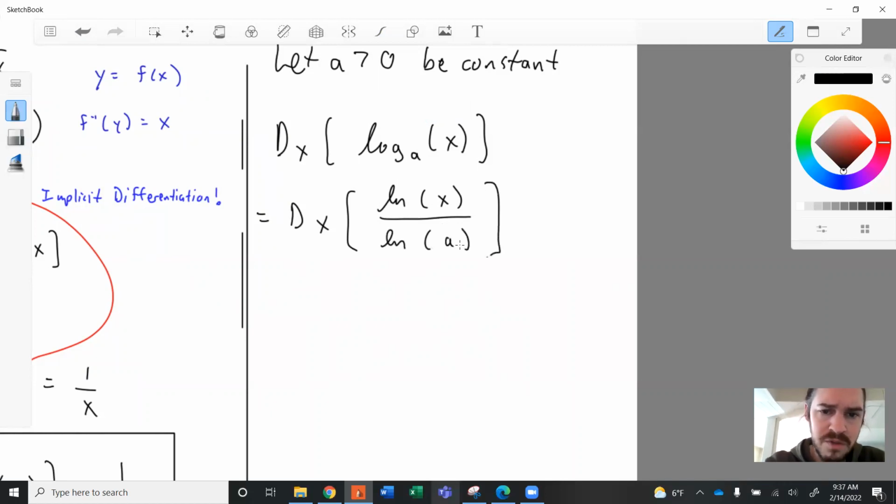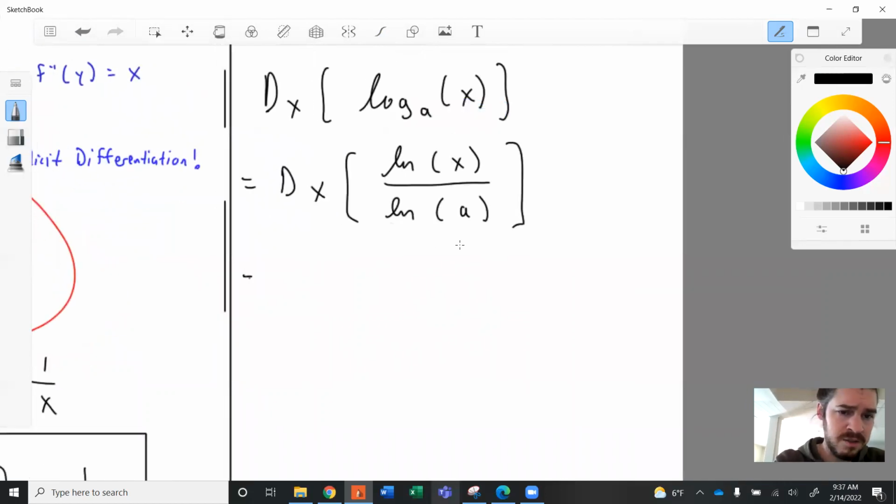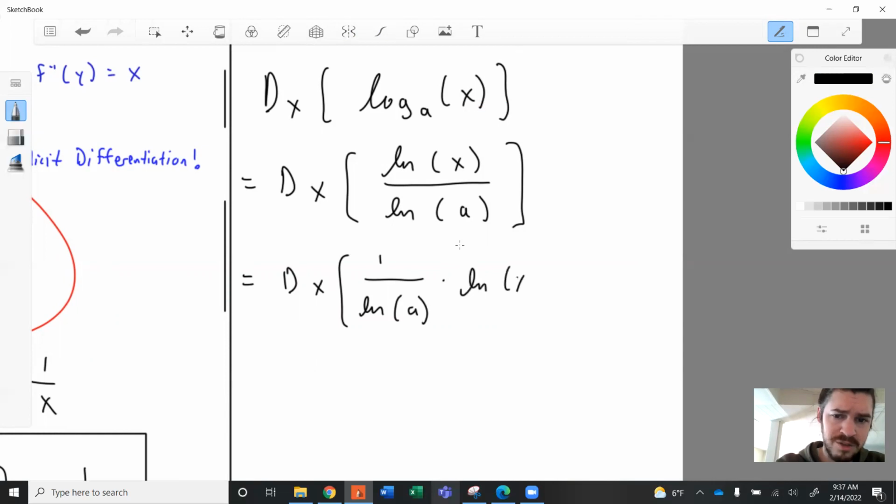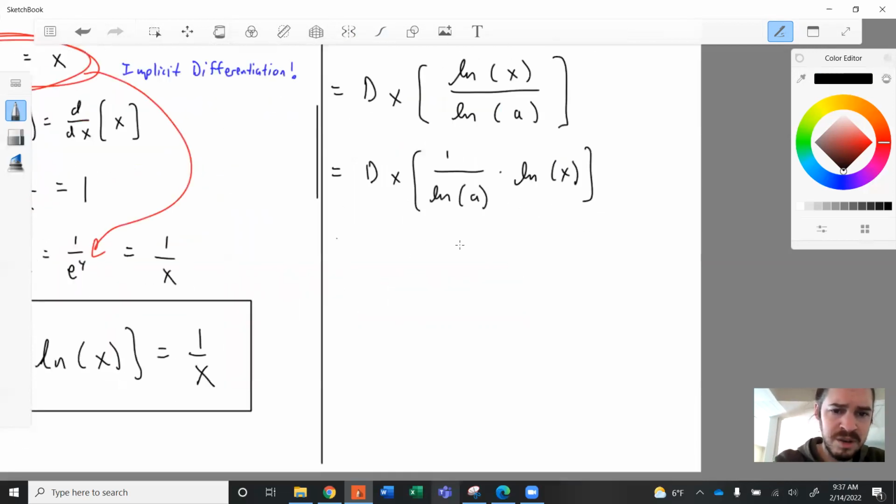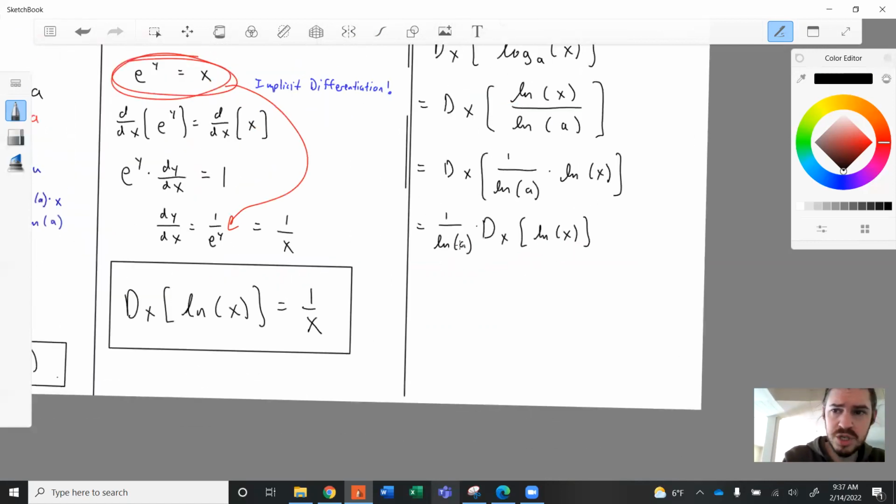This is a version of the change of base formula for logarithms that you will have learned previously. So we're going to first of all rewrite log base a of x like that. And then I can see that this is in fact just a constant multiple, 1 over the natural log of a, times this natural log of x function. So I can apply the constant multiple rule for derivatives and bring the 1 over natural log of a out of the derivative, times the derivative of the natural log of x. And then I can apply my differentiation rule that I've just established.